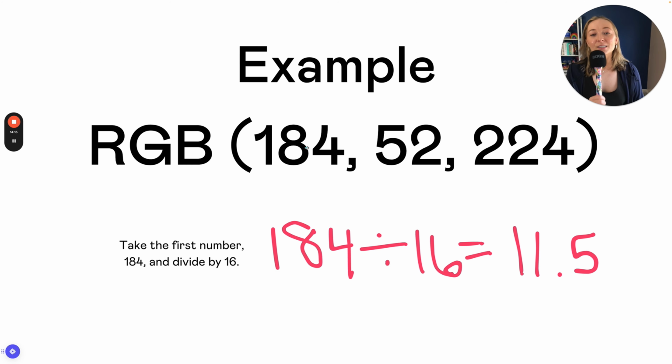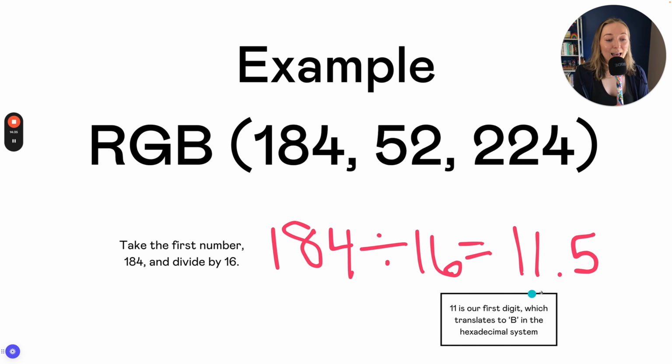But anyway, the way we do this formula is first we want to find the first digit of the hex code. So like we do hashtag and then that first digit, what comes there? Well, to do that, we take the first number, 184, and we divide it by 16. And that gives us a number. In this case, it's 11.5. So 11 is our first digit because we take anything that comes before the decimal. So if this was like 11.9, we would still consider it 11. So 11 translates to B in the hexadecimal system because remember anything after 10 we have to translate to a letter. So 11 is B.